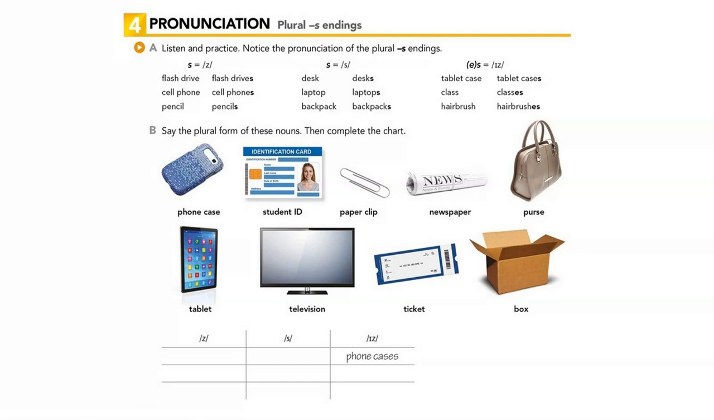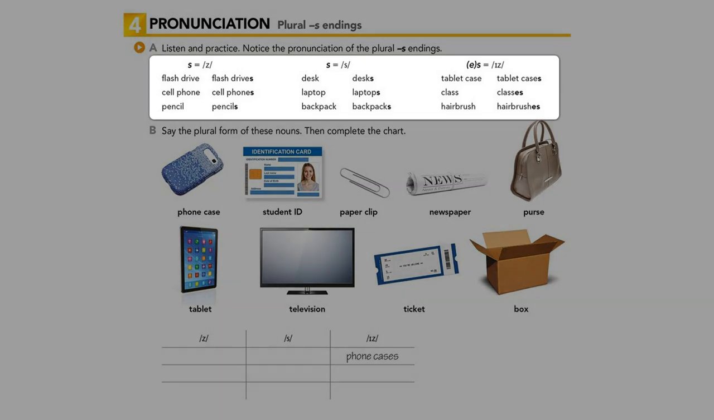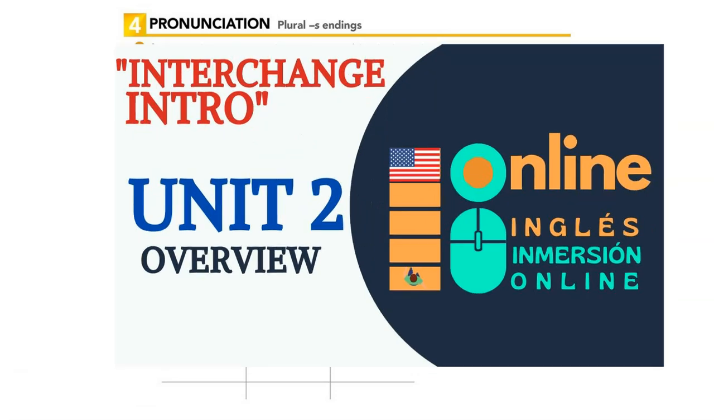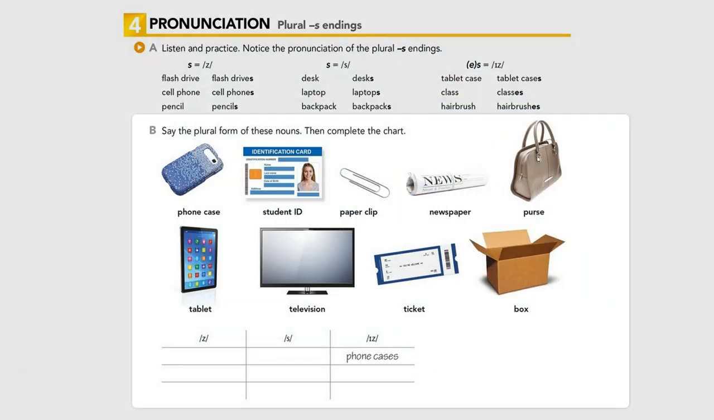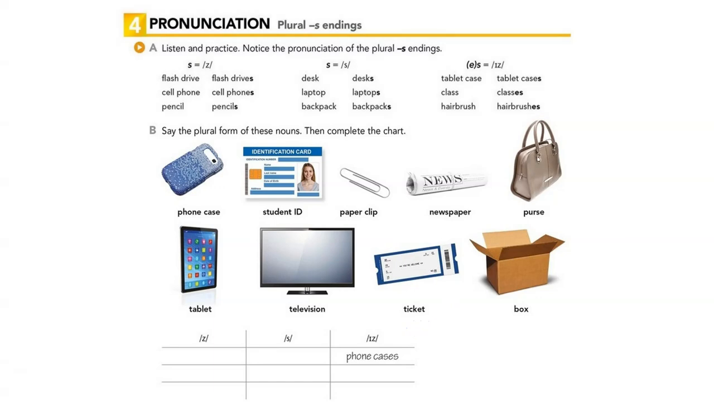Mientras que en español la S plural tiene un solo sonido, en inglés ya ves que tiene 3. ¿De qué depende esto? Te dejo la lección en la descripción del video. El objetivo del siguiente ejercicio es que formes el plural de los siguientes objetos y los coloques en la tabla según corresponda.